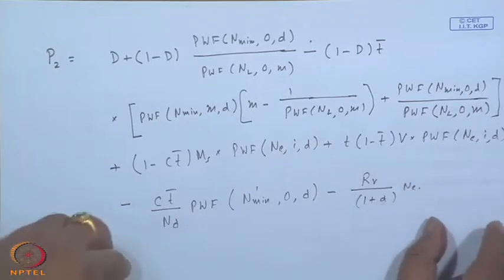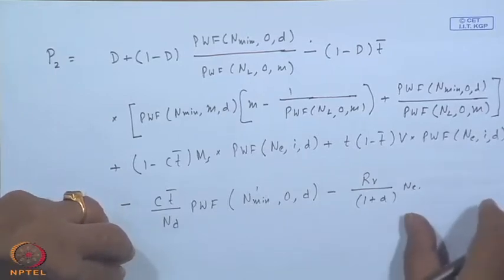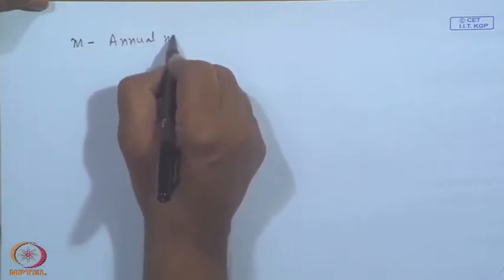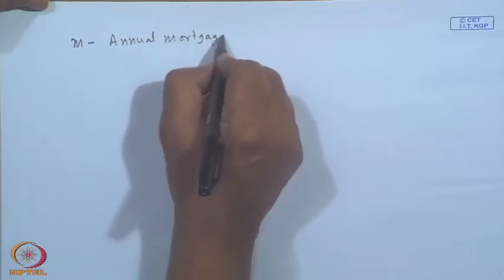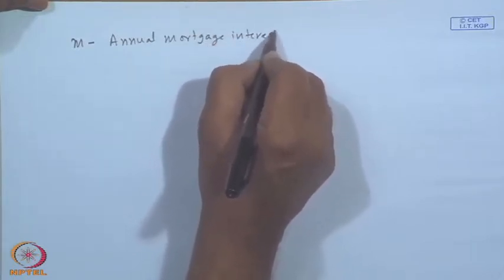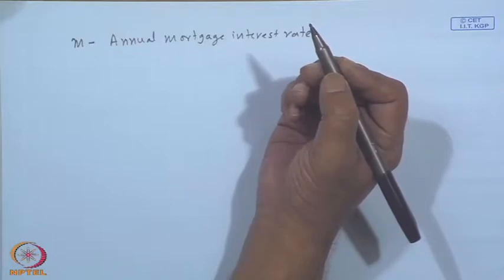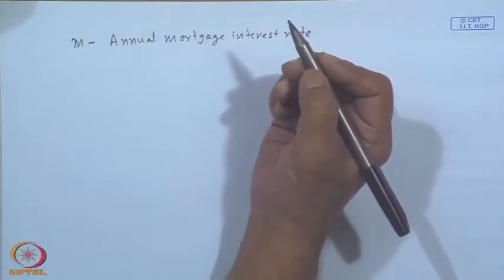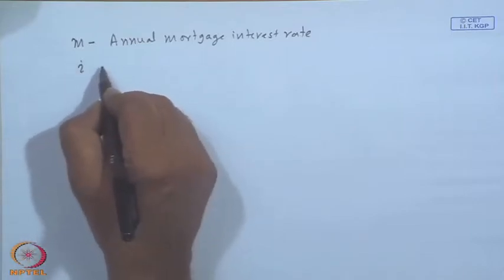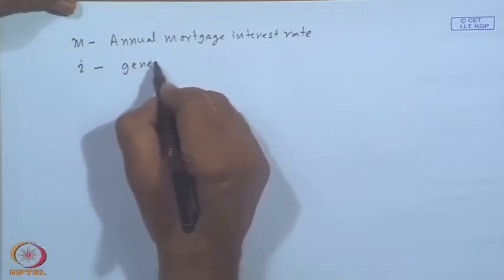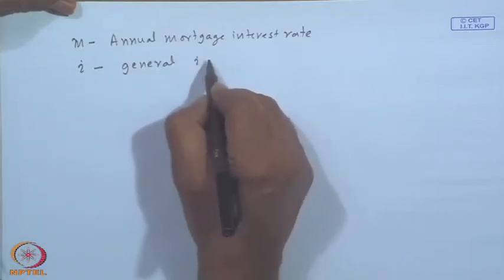So, this is a lengthy expression. And each symbol has got a meaning, has got an explanation. M, annual mortgage interest rate. These terms, those who are not familiar with a lot of economics may sound unfamiliar, but you can easily go to Wikipedia and then try to have an understanding.